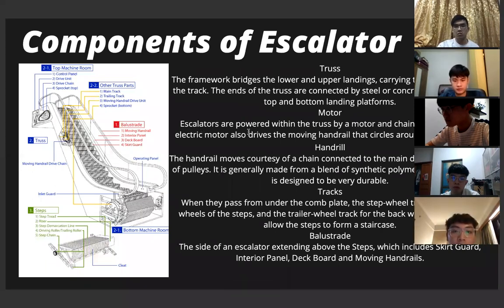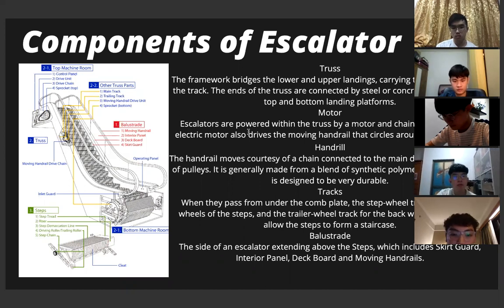So, components of the escalator: truss. The framework bridges the lower and upper landings, carrying the straight parts of the track. The escalator is powered within the truss by a motor and chain mechanism. The handrail moves courtesy of a chain connected to the main drive gear by a series of pulleys.